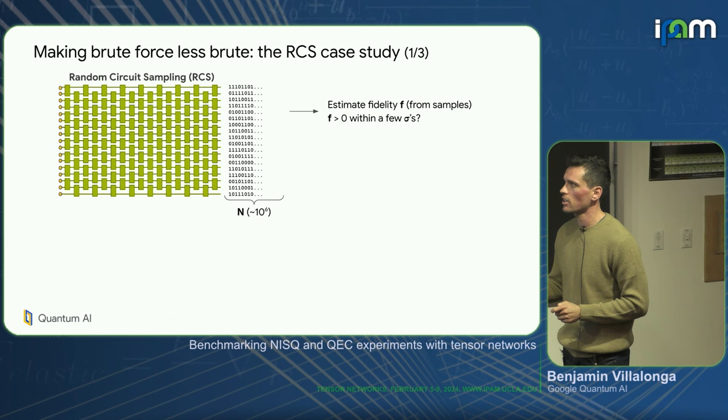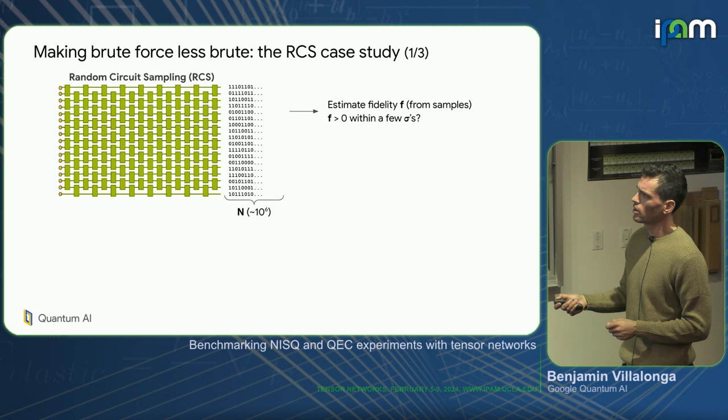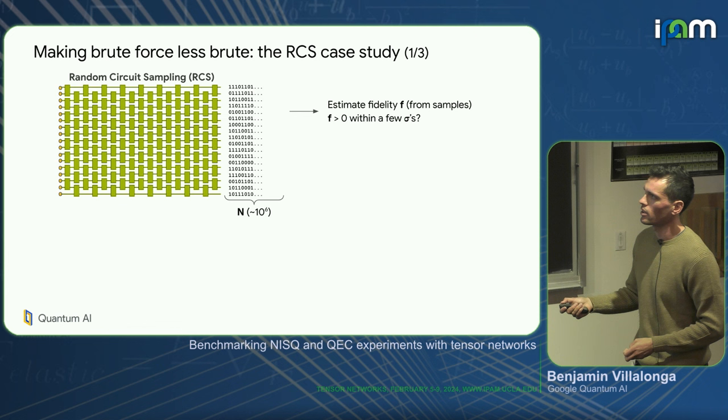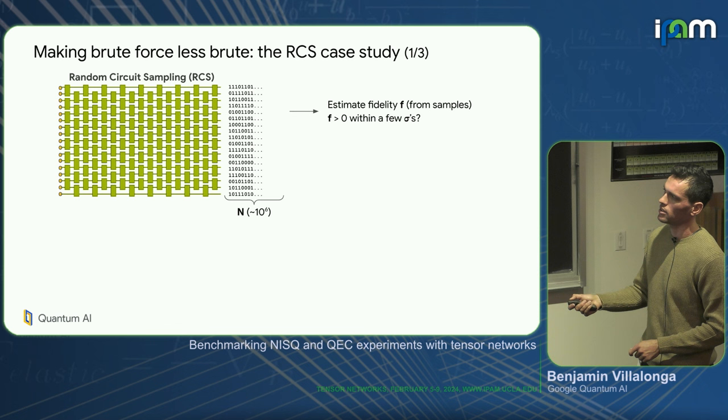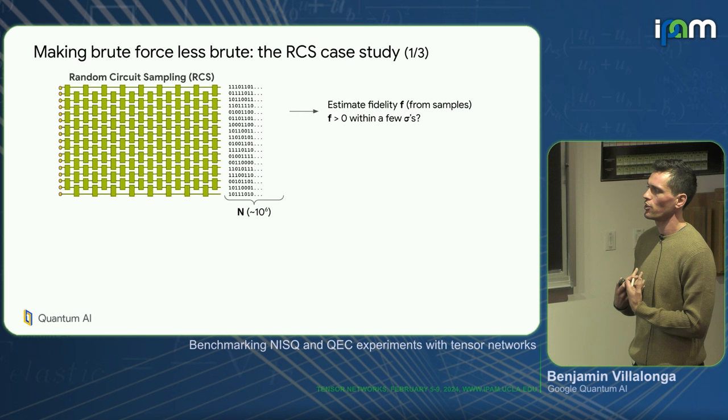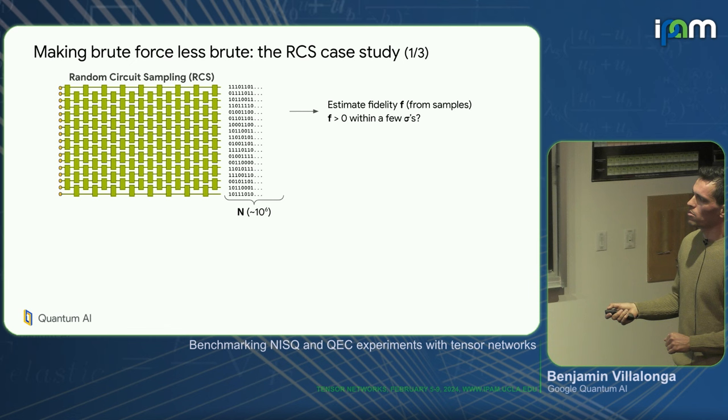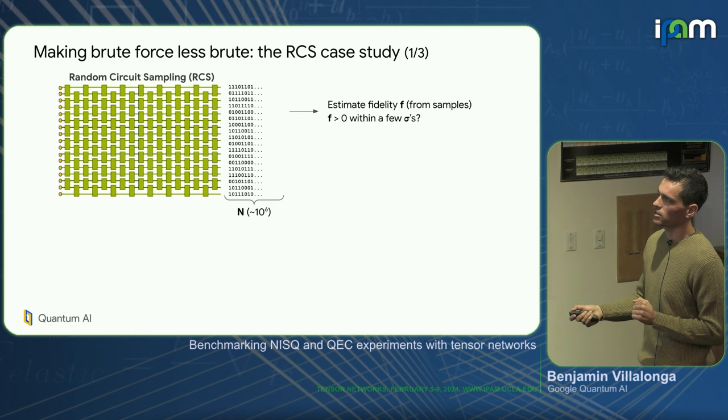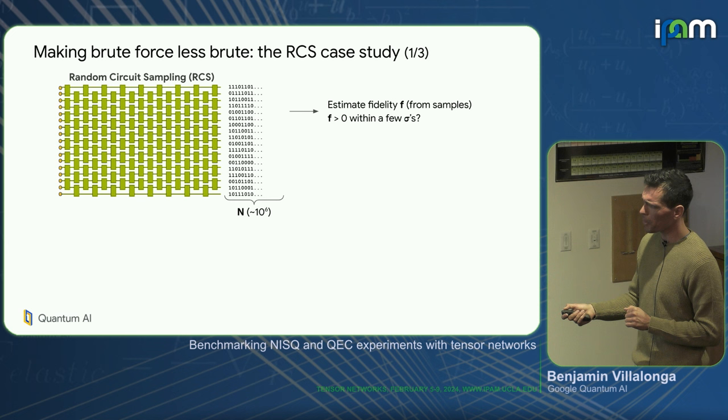The goal of the experiment is to sample with enough closeness to the ideal distribution. In reality, we have errors as the experiment goes on, so these bit strings are really sampled not from the ideal output distribution, but from some other noisy distribution. But we want to show that we can measure some signal of the ideal distribution. So we estimate the fidelity of this quantum state, and we want to show that this fidelity is larger than zero with statistical significance.